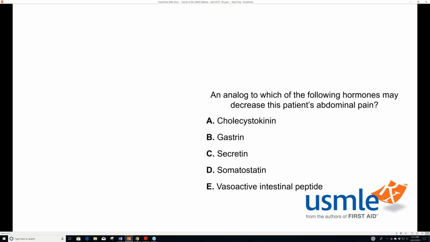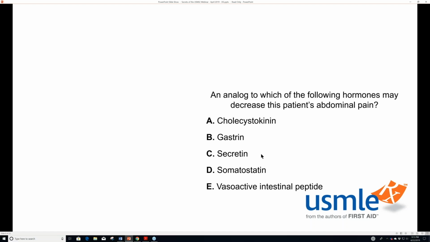So then I'd move on to the next one and say, okay, now secretin. Where's secretin made? Well, secretin's made from the S cells of the duodenum. And what does secretin do? Well, secretin leads to increased secretion of pancreatic bicarb. So our first three answers here, we're kind of seeing a trend. We have increased pancreatic secretion, increased gastric acid secretion, and then increased pancreatic bicarb secretion.